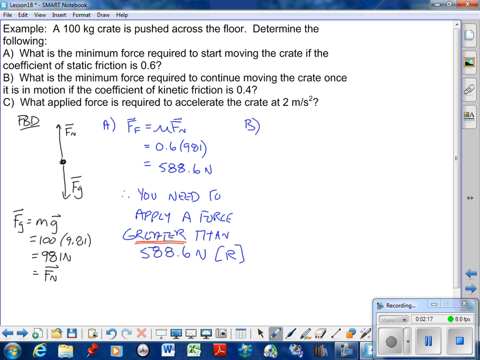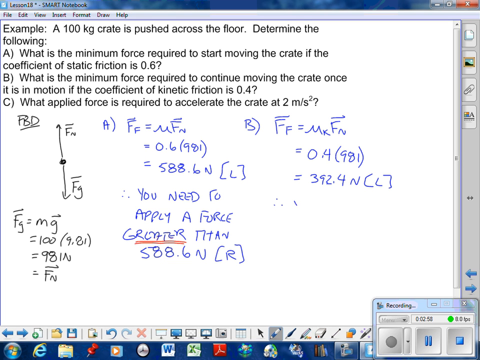Part B then, what is the minimum force required to continue moving the crate once it's in motion if the coefficient of kinetic friction is 0.4? Same formula, the difference is now we're using mu k in the formula instead of mu s. So 0.4 times 981, 392.4 newtons. That'll be opposing motion, so I'll put that to the left. So 392.4. If I want to maintain that motion, I have to apply that exact force.